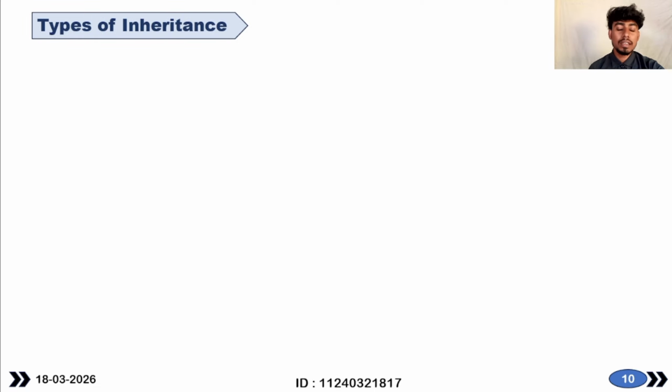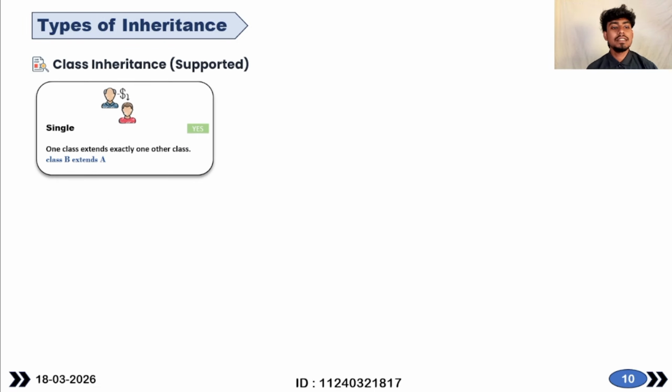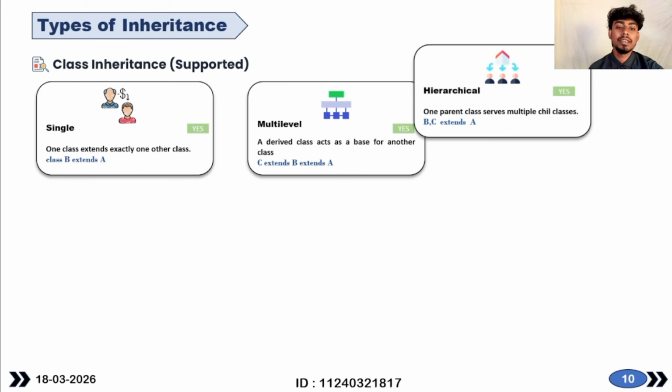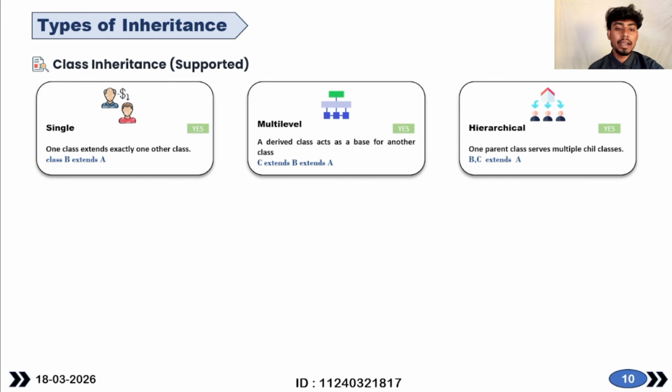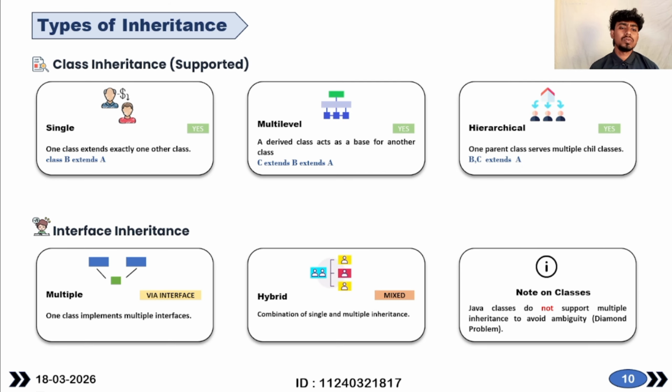Moving on to the types of inheritance. As illustrated in this table, Java classes support single, multilevel, and hierarchical inheritance. However, as highlighted in the note below, Java classes do not support multiple inheritance to avoid the diamond problem or ambiguity.